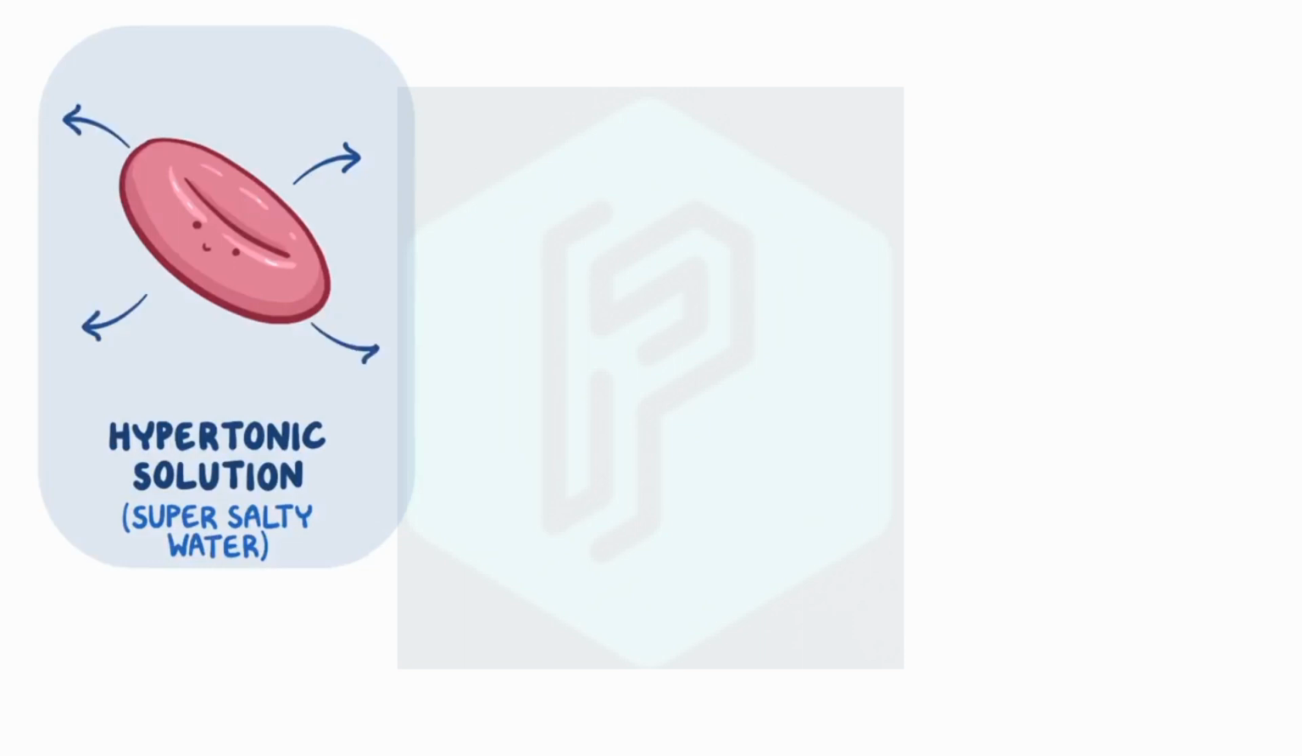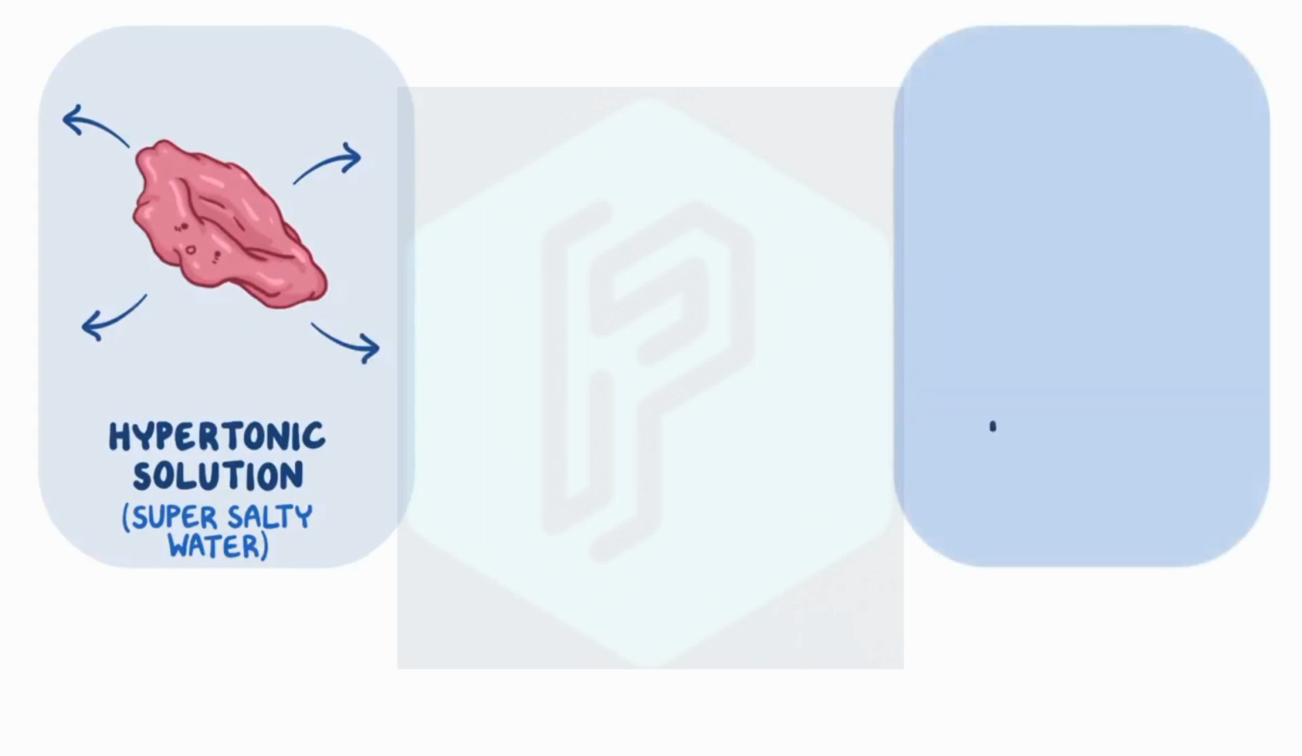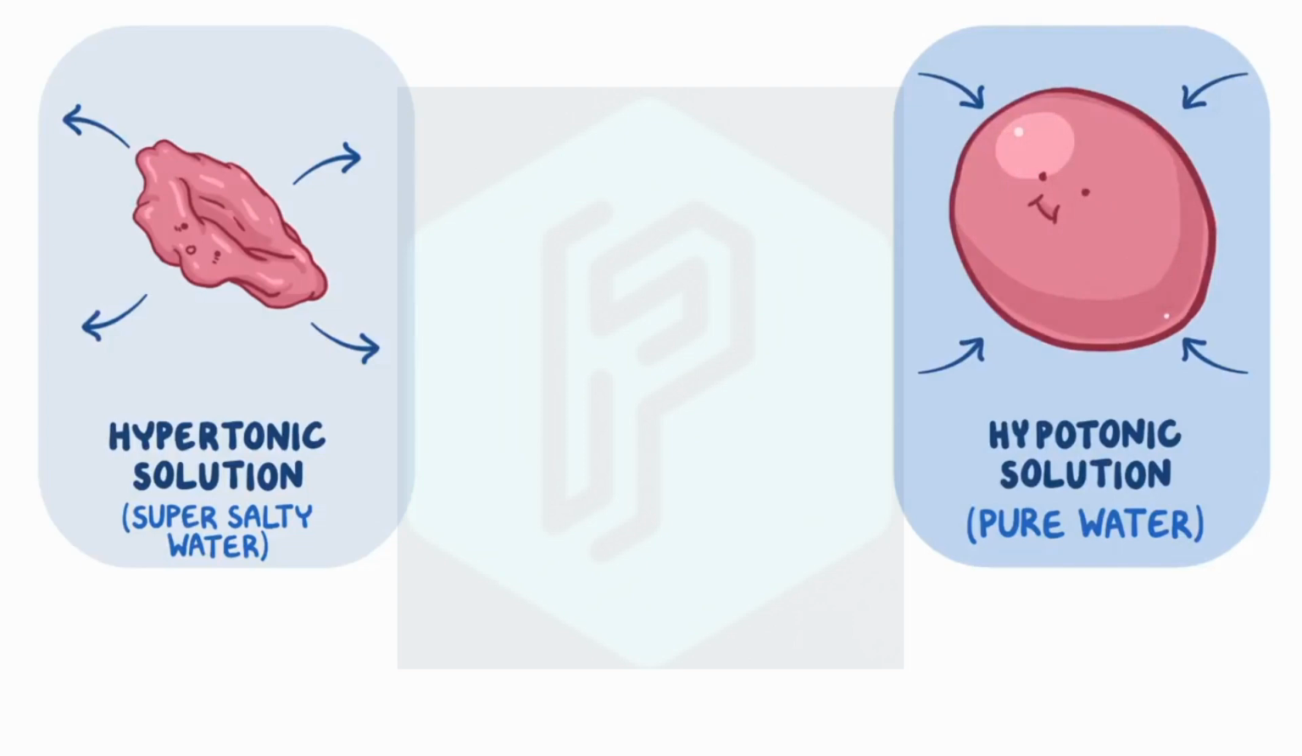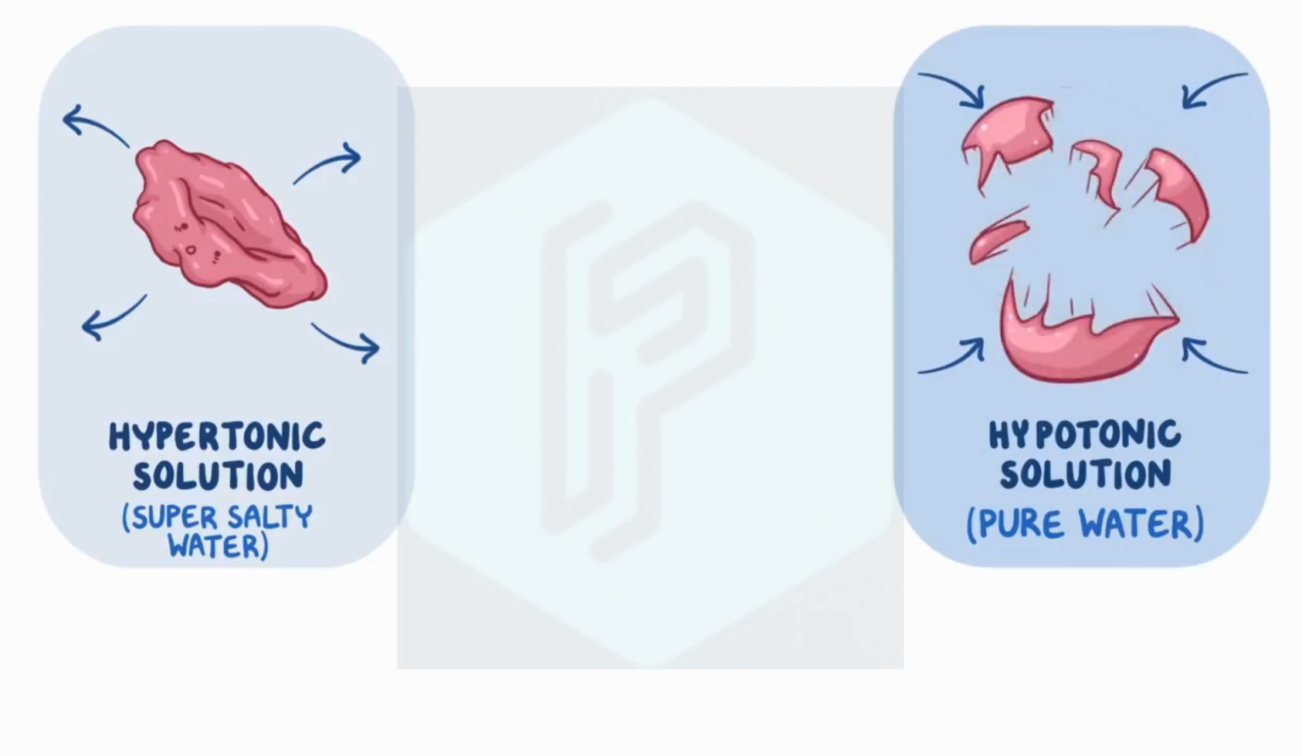Now, it just so happens that osmosis is super important for our cells. For example, let's say that we put a red blood cell in a hypertonic solution like super salty water. Right away, there would be a net movement of water molecules out of the cell, leaving our cell dried out and shriveled. On the other hand, let's say that we put a red blood cell in a hypotonic solution, like pure water. This time there'd be a net movement of water molecules into the cell, making it swell up and eventually burst, neither of which are good ways to go.